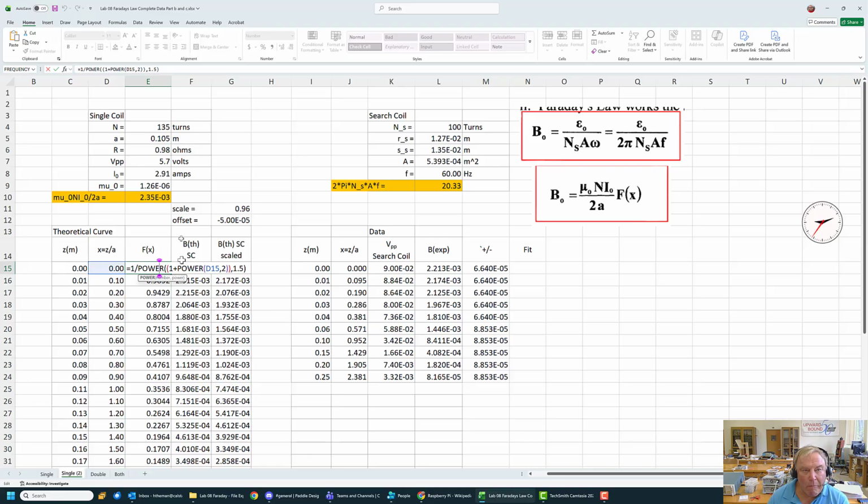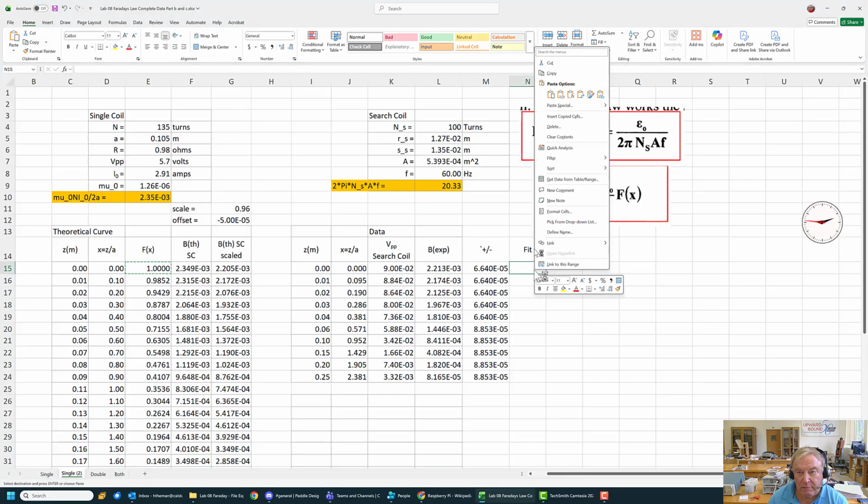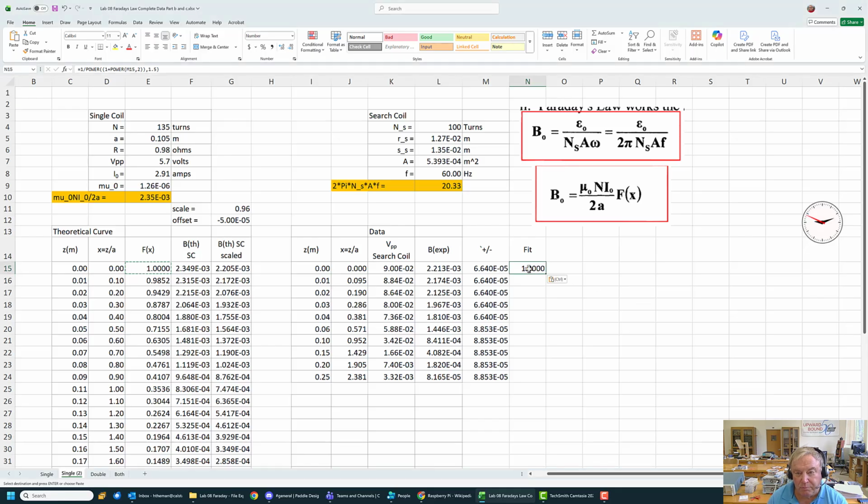So I can copy that. Now, you just got to be a little careful. It has to pick up the x value, which is J15 in my case. So I've got to change that to J. And then take the fill handle, and I got it.